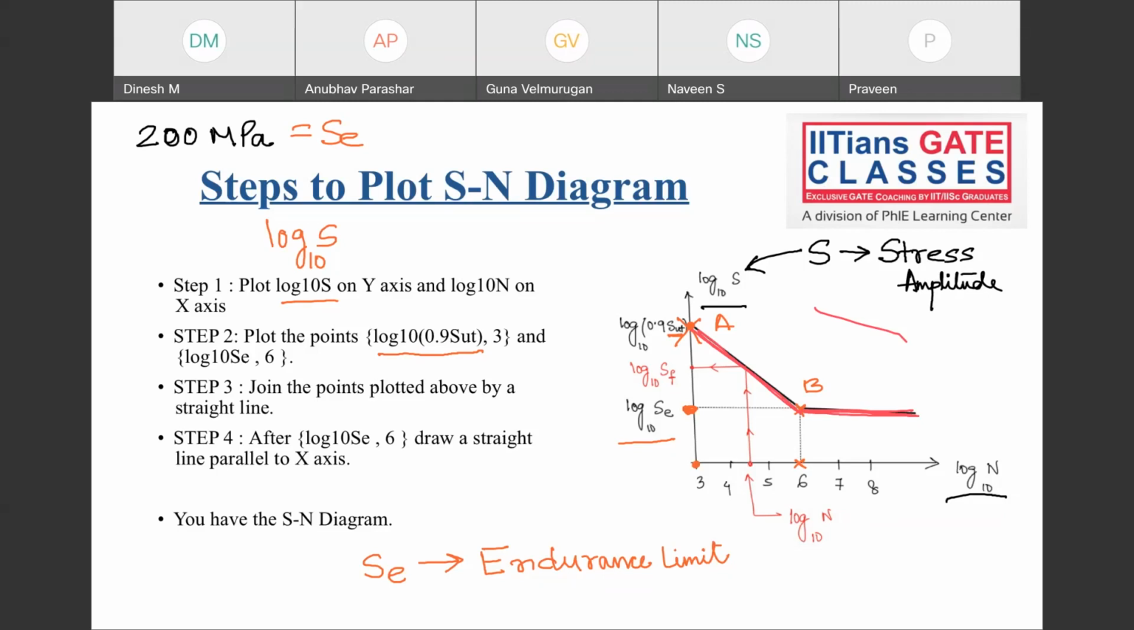So I hope steps 1, 2, 3, 4 are clear. First, we are going to plot log S to the base 10 on the y-axis and log N to the base 10 on the x-axis. Then we'll plot the points log of 0.9 SUT to the base 10 comma 3 and log of endurance limit to the base 10 comma 6 on the graph, right? We'll join these two points, and after point B, you're simply going to draw a straight line parallel to the x-axis.